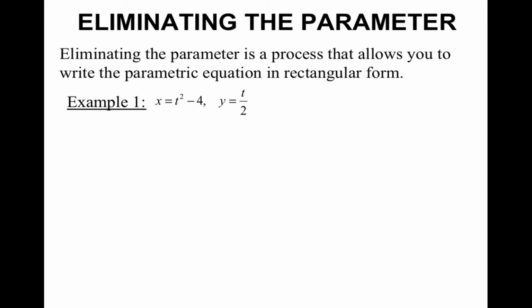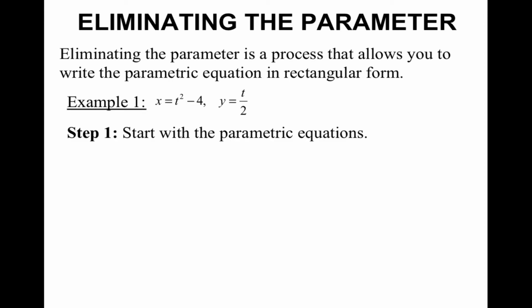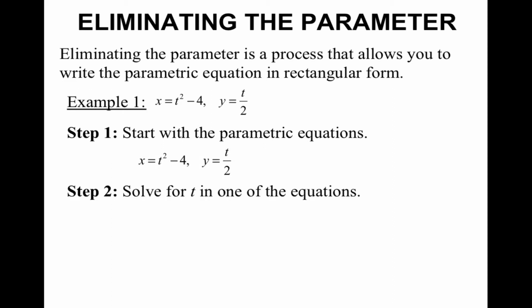So let's look at our first example. You're given that x equals t squared minus 4 and y equals t over 2. So you're going to start with the parametric equations, which we have. Then you're going to solve for t in one of the equations. It typically does not matter which one, but I would recommend that you choose the one that's easiest to solve for t. And in this case, it would be y equals t over 2. So if I solve for t here, I get that t equals 2y.